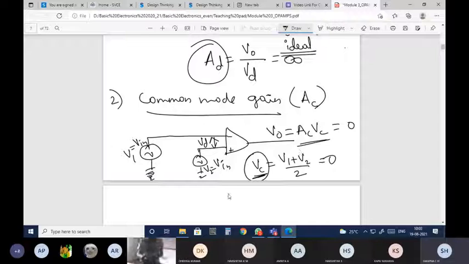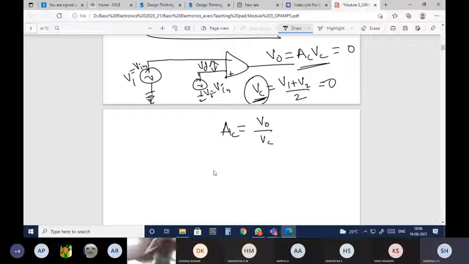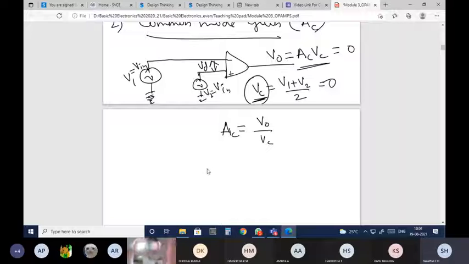So this AC is the common mode gain, which is given by AC equal to V0 divided by VC. This is the common mode gain. AC is nothing but the common mode gain, and ideally this value should be equal to 0.